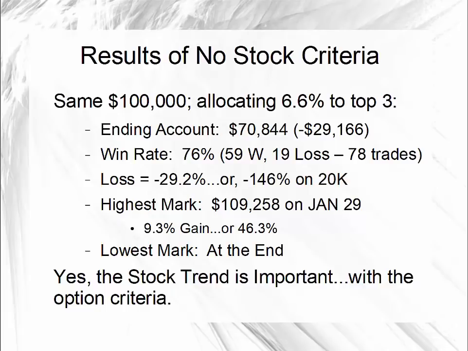The lowest mark did occur at the end, and that is the same structure criteria that gave us successful spread trades, but without looking at the stock trend. No stock criteria. So yes, the stock trend is important with the proper option criteria as well to be successful.